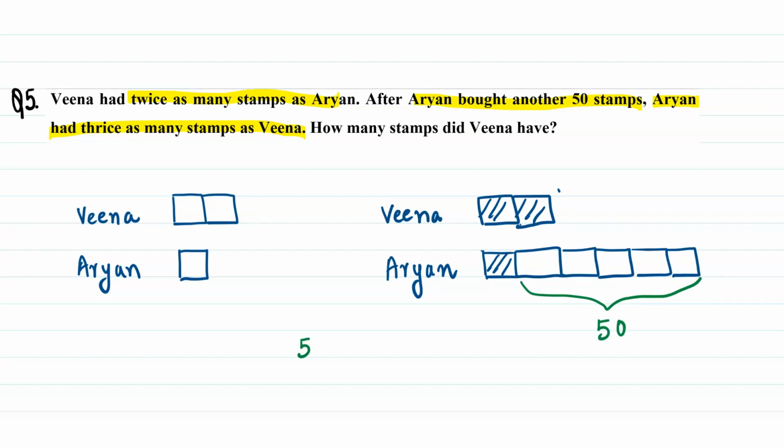So we can easily say 5 boxes equal to 50 and 1 box should be equal to 10. 50 divided by 5. Therefore, Veena is having how many stamps? 2 times 10, that is 20 stamps. I hope it is clear.